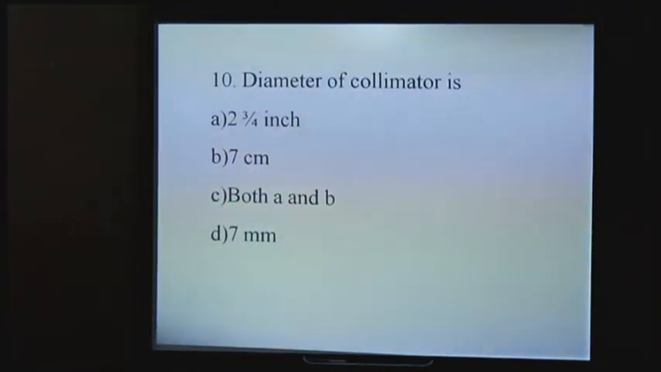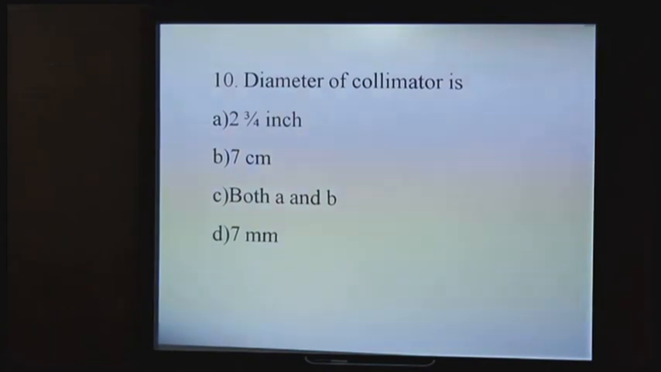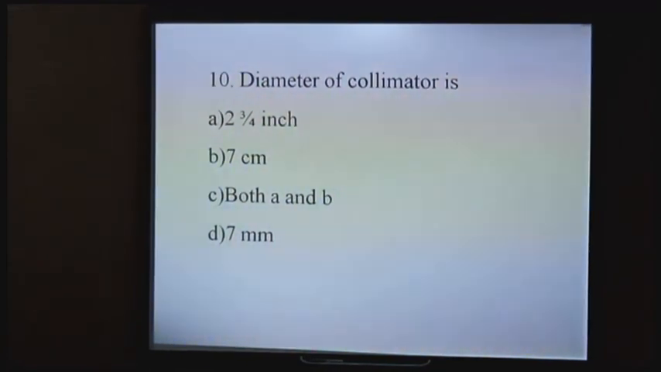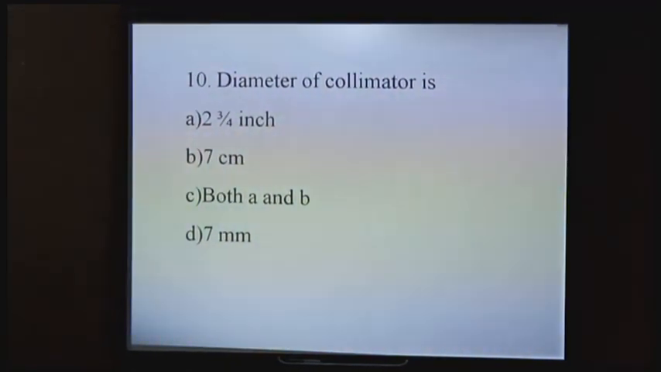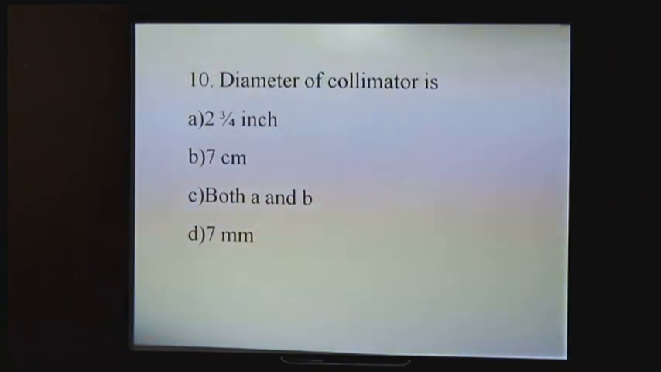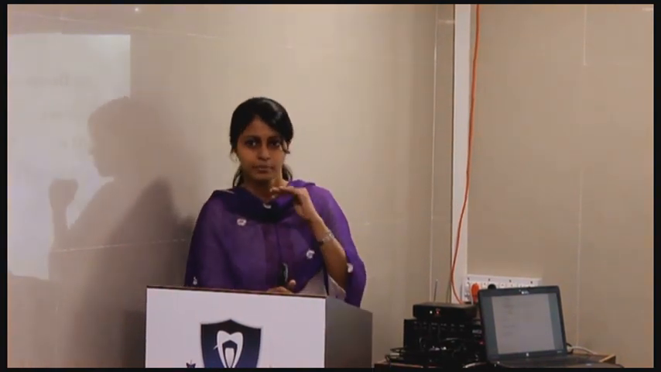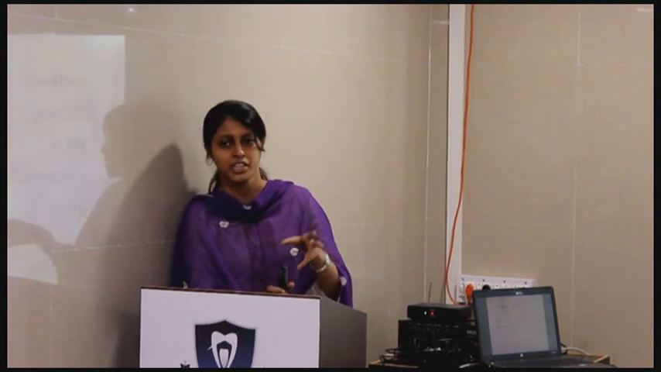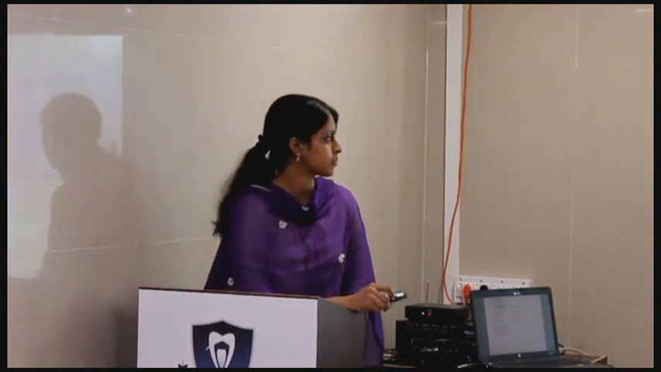Diameter of collimator is A and B. Be very careful, slow, no hurry. So, what is the function of a collimator? It collimates the beam. It reduces the diameter of the incoming X-ray beam. It does this so that there is not much exposure to the patient. You are reducing the exposure to the patient.